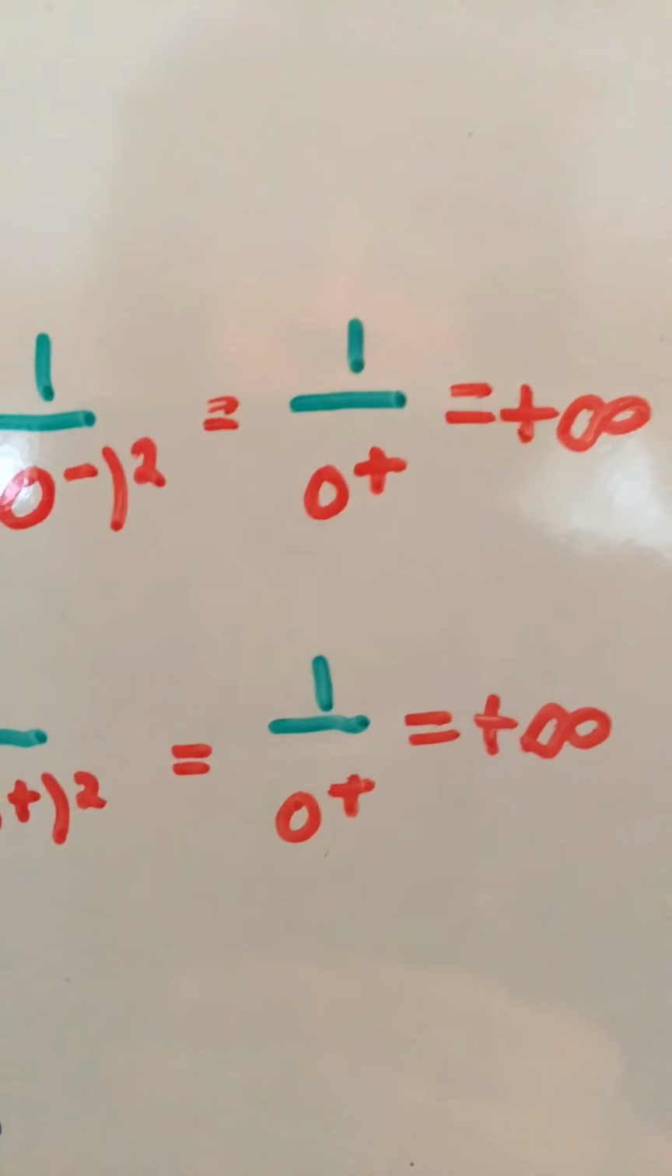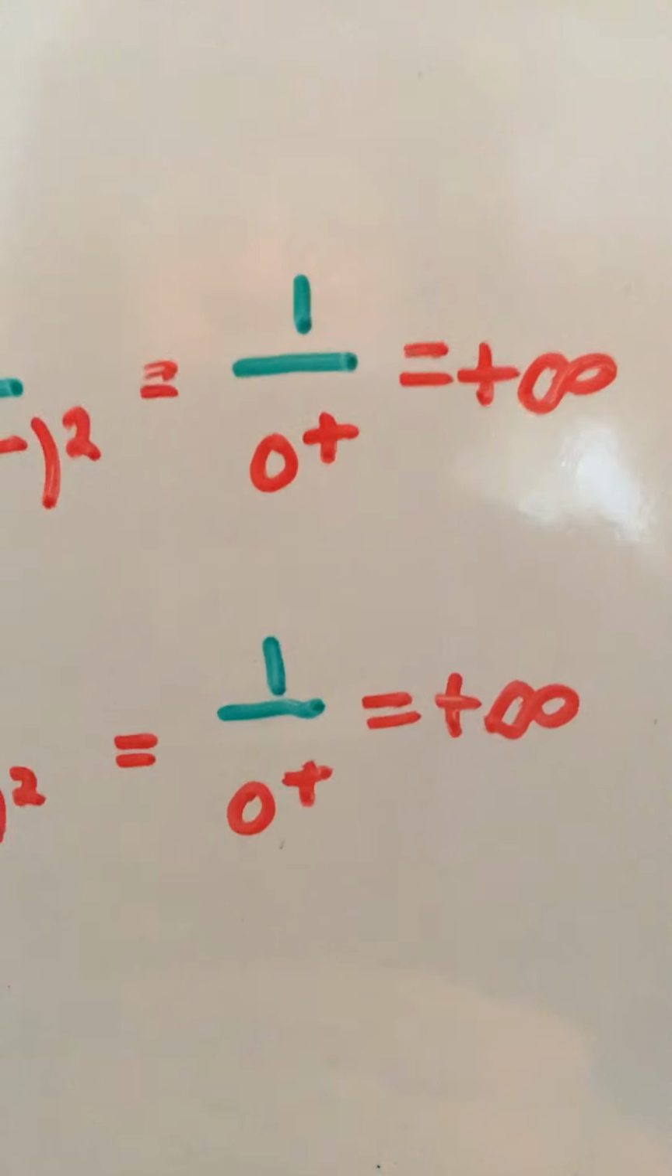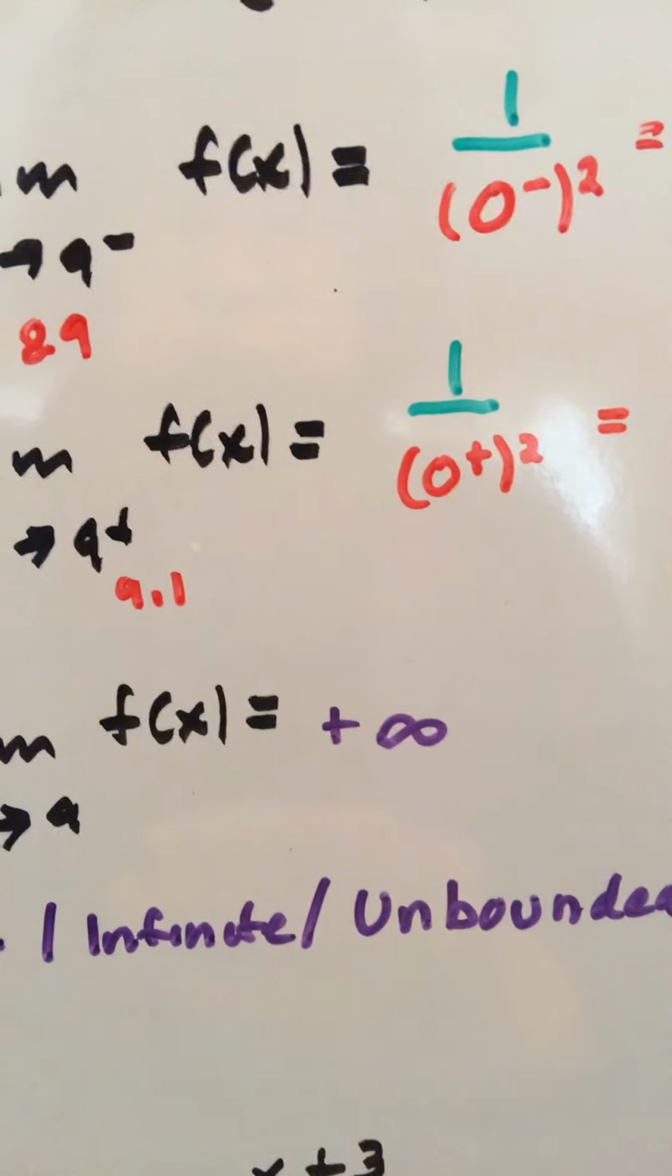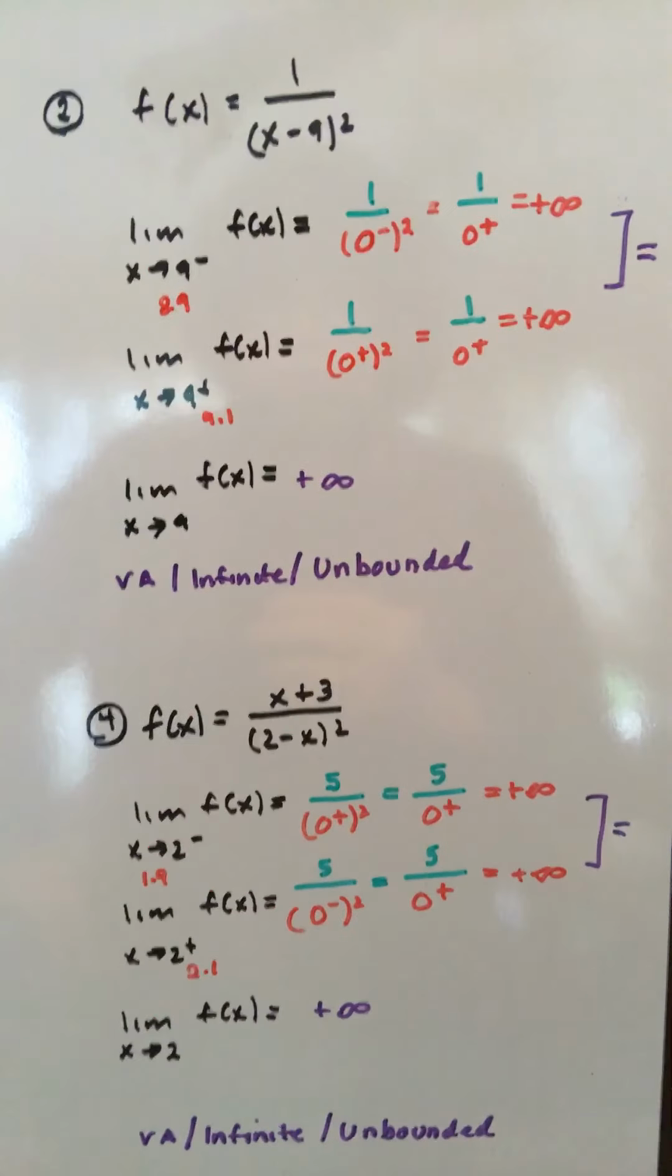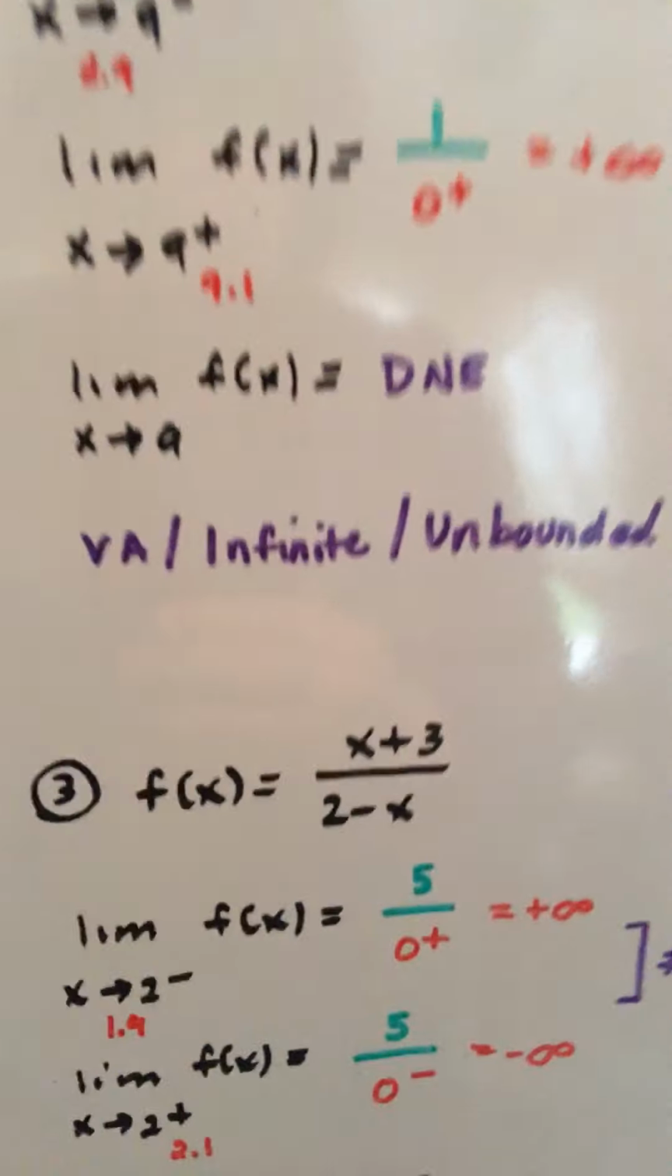And a positive squared is always positive, and these infinities match. So I'm at positive infinity, and we have a vertical asymptote, infinite and unbounded.